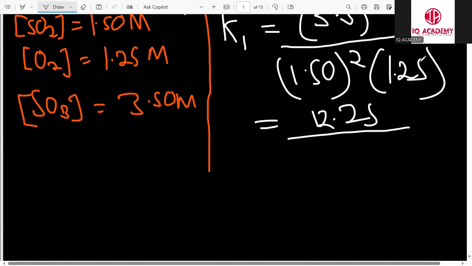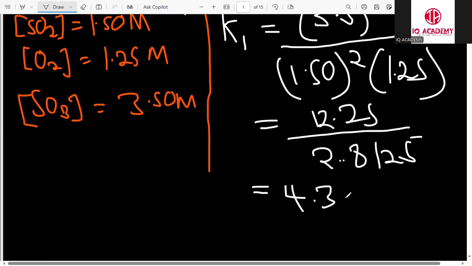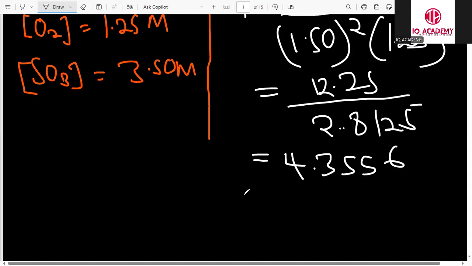Okay, so according to my calculator, it's giving me 2.8125. Please counter check these answers with your own calculator. And if I divide this, it's giving me 4.3556. Okay, so this is the first K that I've found.